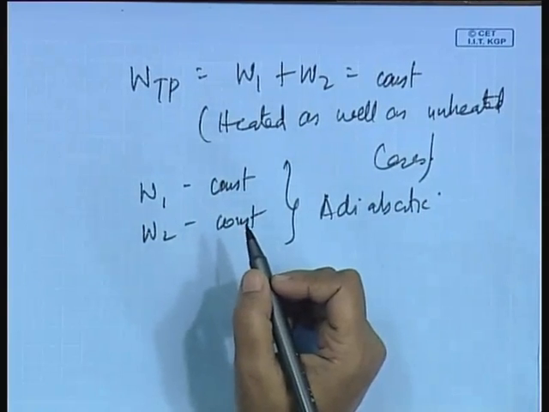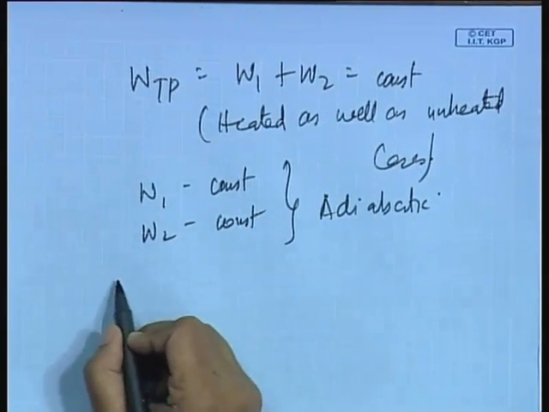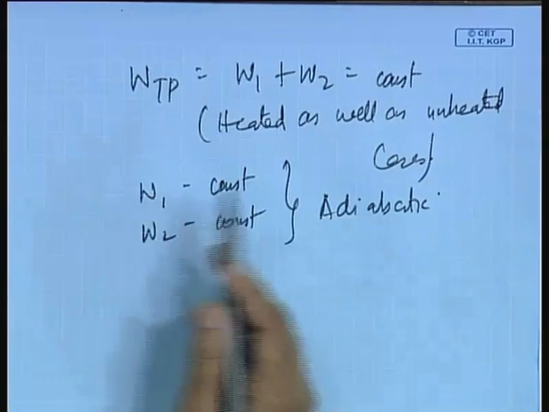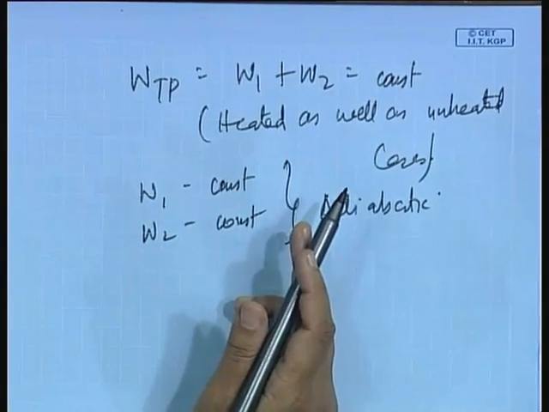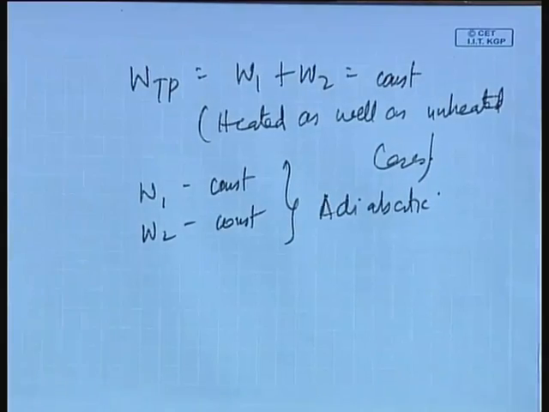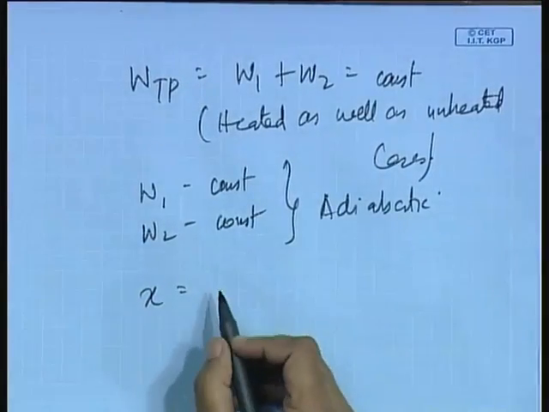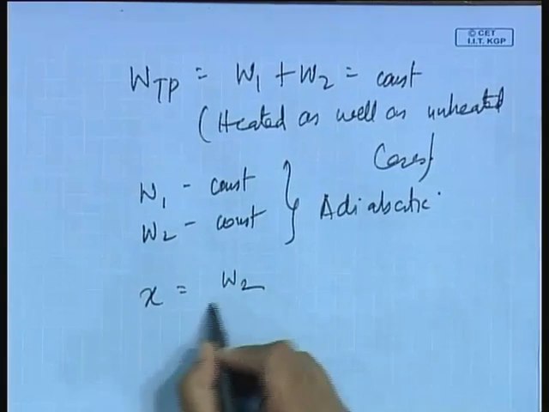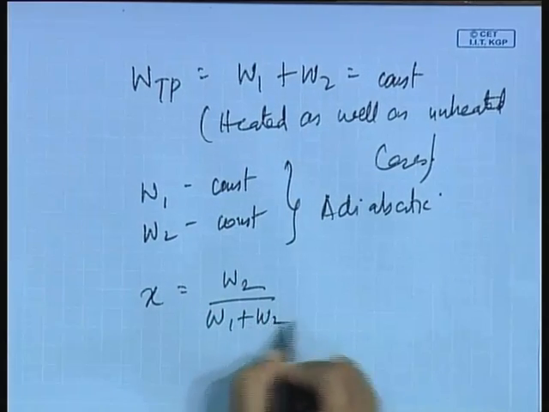But when we are considering heated condition, then in that case WTP is constant, but W1 and W2 change. Okay? And therefore, throughout the channel the quality or the mass fraction of the two phases keeps on changing, and from thermodynamics we would like to refer to this mass fraction as quality of flow. So, therefore, we defined X in the last class. This was nothing but equal to W2 by W1 plus W2.